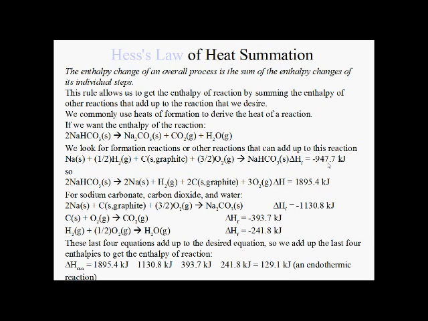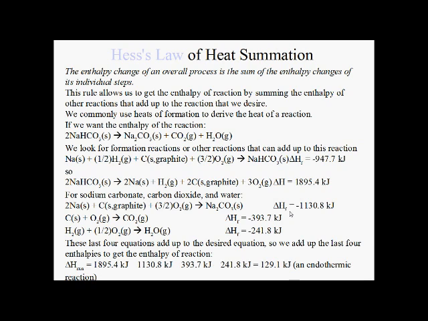Sodium bicarbonate is minus 947.7 kilojoules. Well, we need 2 sodium bicarbonates for the overall reaction. And it has to be a reactant, not a product. So we switch this around and multiply by 2. That means we change the sign from negative to positive. We multiply the original value by 2 to get 1895 kilojoules.